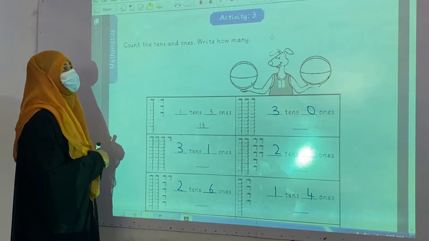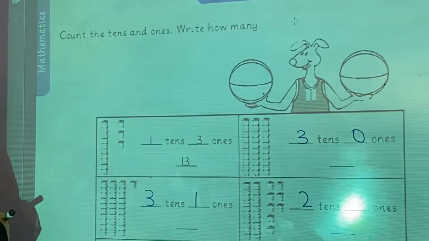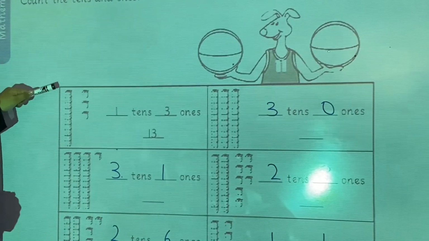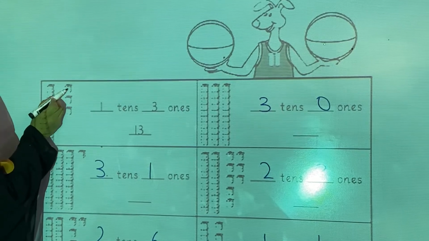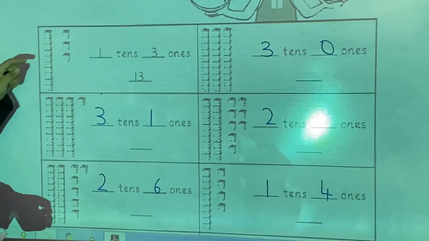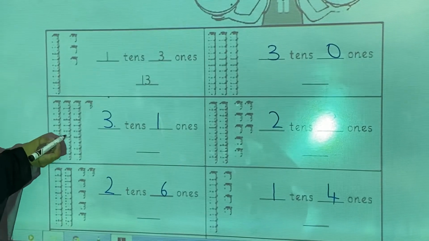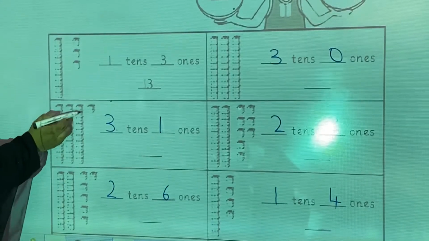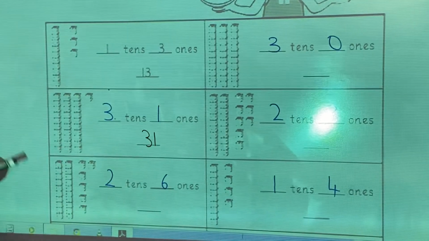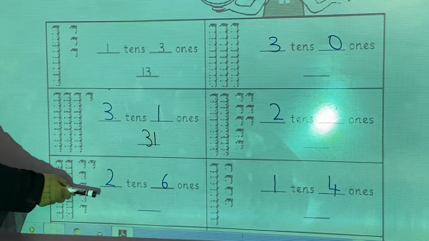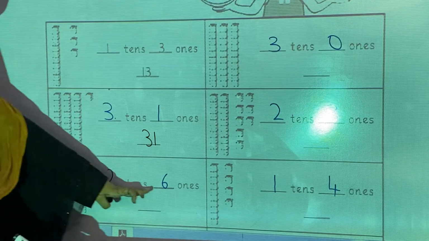Now we are going to start our next activity. Count the tens and ones. Write how many. You have to count the tens and ones. 1 tens, 1, 2, 3. 3 ones. Total will be 13. In the second one, 1, 2, 3, 3 tens and 1 ones. It will become 31. Next, 2 tens, 1, 2, 3, 4, 5, 6 and 6 ones.